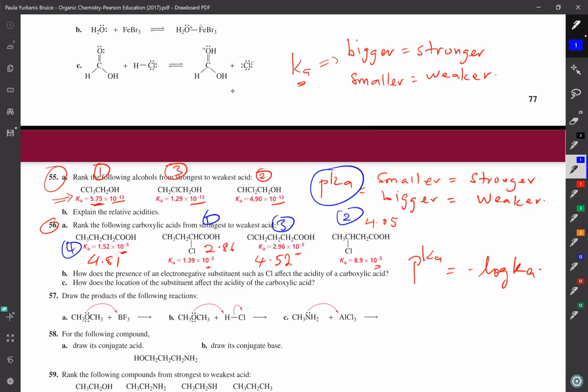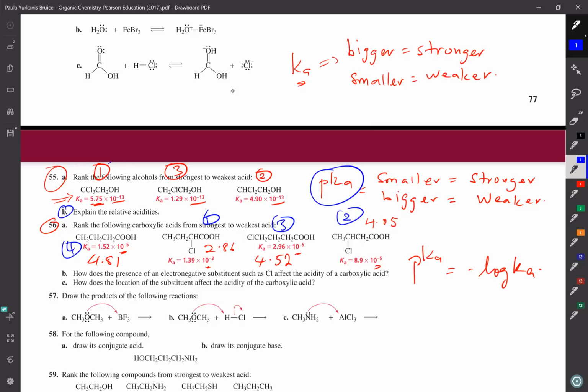Okay. Now let's go back to 55. 55b says I will need to explain the relative acidity. Remember, we've ranked them as 1, 3, and 2. So we need to explain why that is so.